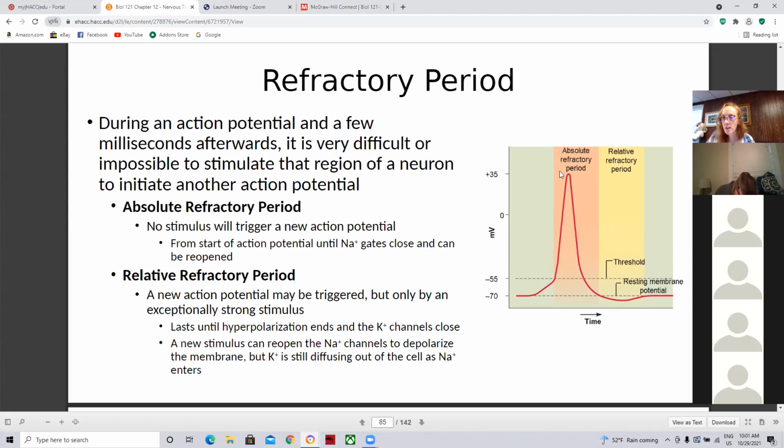So this is what keeps an action potential moving in one direction and not moving backwards. I mean, these are ions, they don't have a brain. They're gonna move in both directions. Well, what prevents them from moving backwards? This is what prevents them from moving backwards.